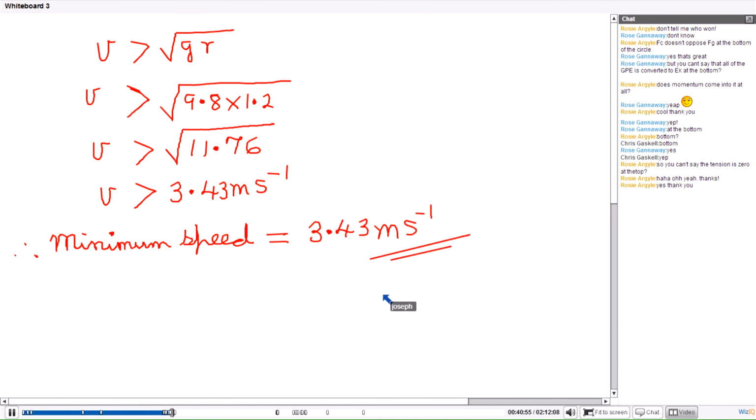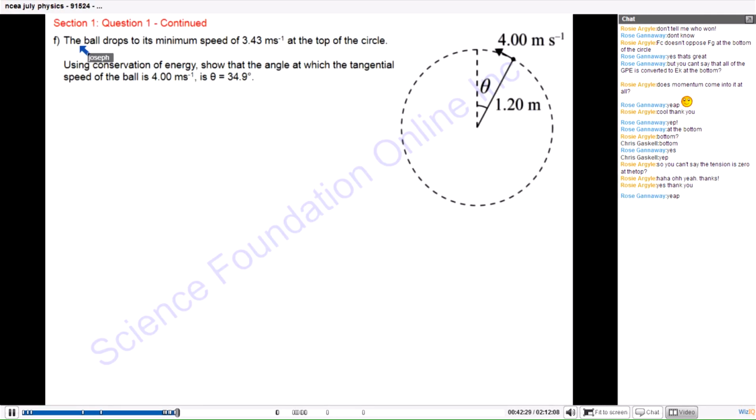Any question, anybody, with that? No? All's good there? Okay, good. The ball drops to its minimum speed of 3.43 meters per second at the top of the circle. Okay, that's up there. This is a good part of this question.